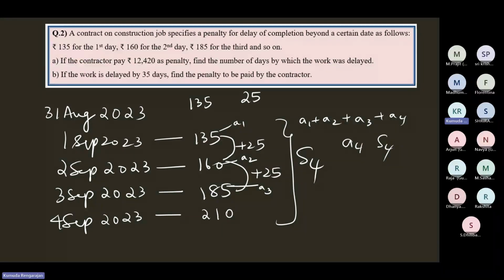So 135 represents the penalty for the first day. 160 represents the penalty only for the second day. So the penalty for 2 days will be 135 plus 160. Suppose the job is delayed by 2 days, then the penalty to be paid by the contractor will be 135 plus 160, which is S2, not A2. If the construction job is delayed by 4 days, then he has to pay 135 plus 160 plus 185 plus 210, which is A1 plus A2 plus A3 plus A4, which is S4.